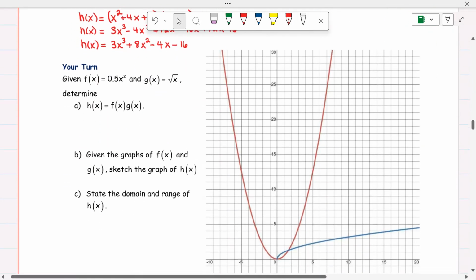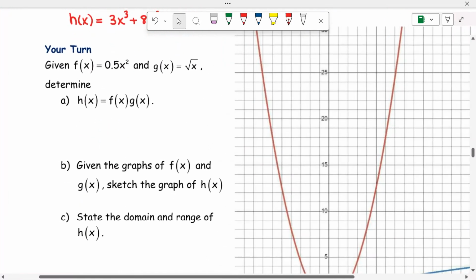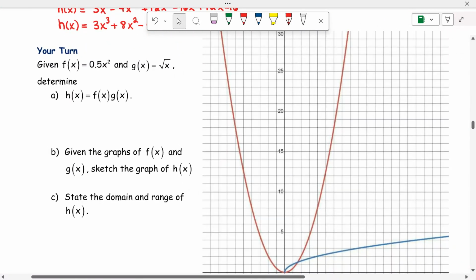So the your turn I'm still going to do with you guys, okay? Just because I want to do the sketch without the calculator first and then confirm it with the calculator. So here, two different functions. So now I have a quadratic function, okay? So my f function is 0.5 x squared, and my g function is square root x, so a radical function. So determine h of x if we're taking our f function and timesing it by our g function. So let's do that first.